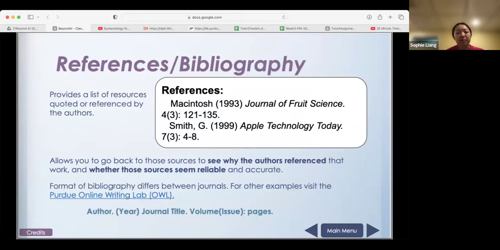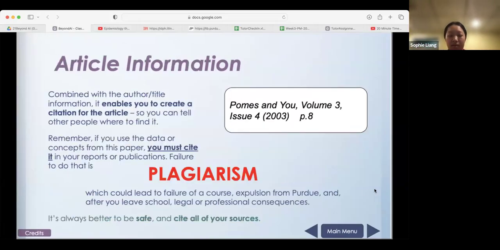Yeah, so there might be different formats. Okay, next section is the article information. This is a really short section.